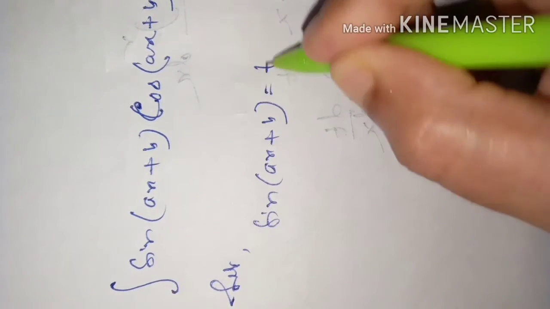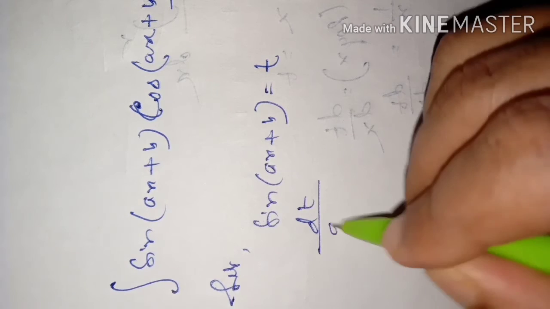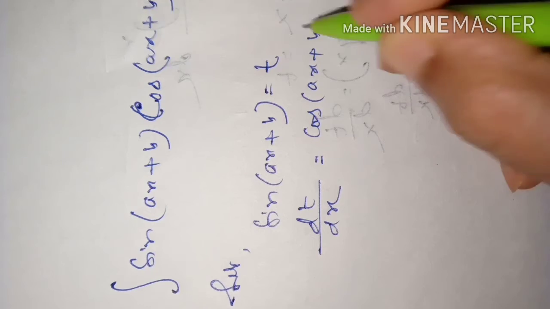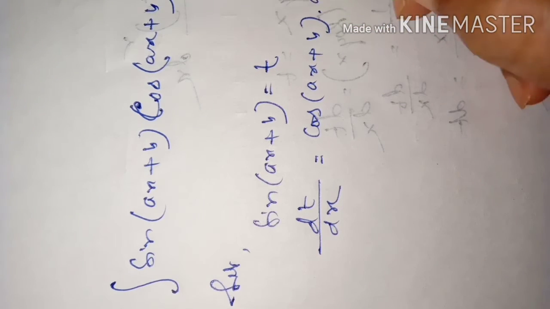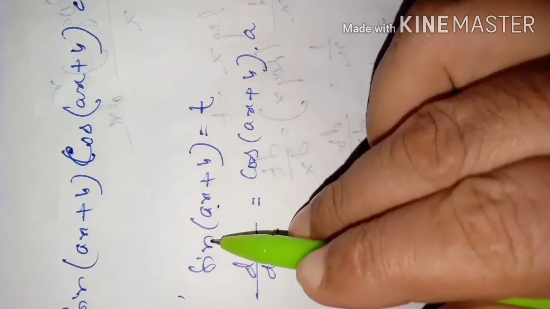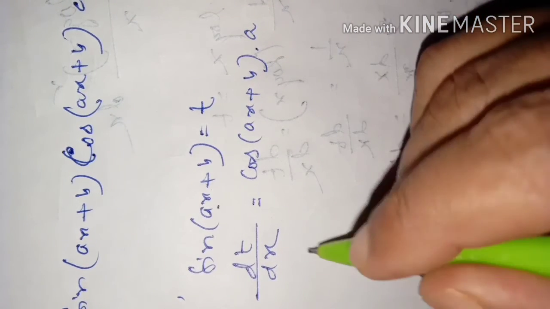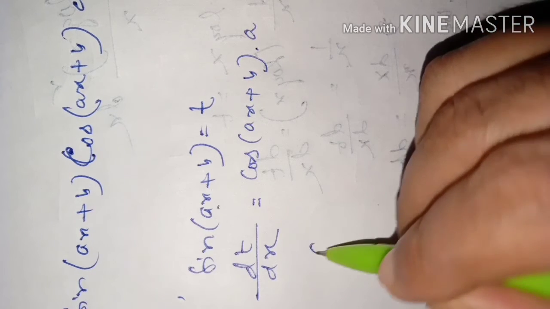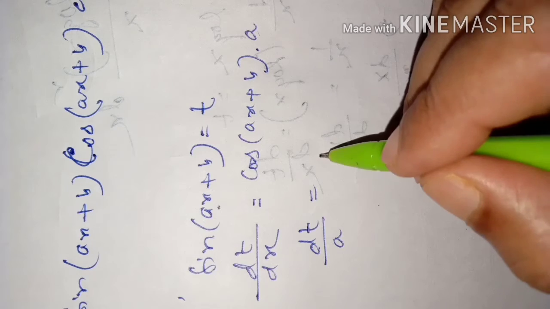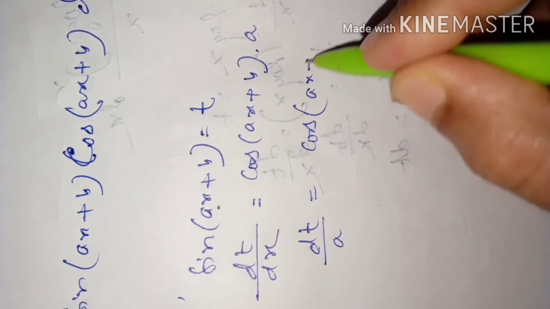We can substitute. So here let us take sine of ax plus b as t, then dt by dx is equal to cos of ax plus b times a. Ax plus b, its derivative is a, and cos of ax plus b stays. So then what will it be? dt will be equal to, or a you can bring here, dt by a is equal to cos of ax plus b times dx.